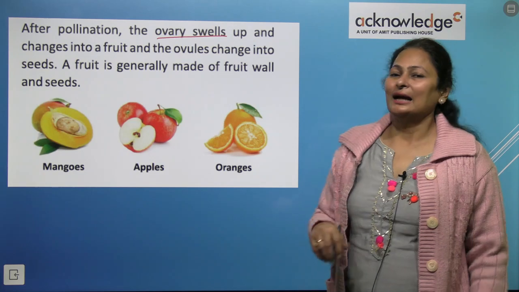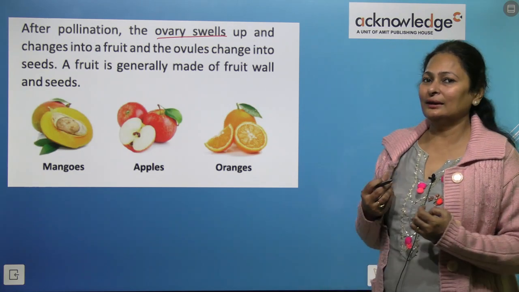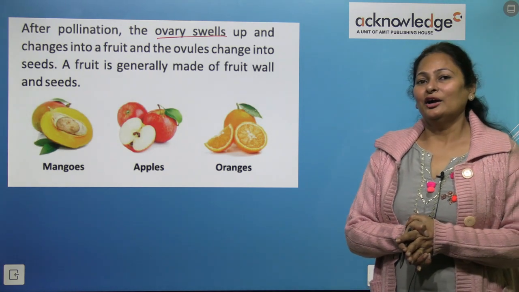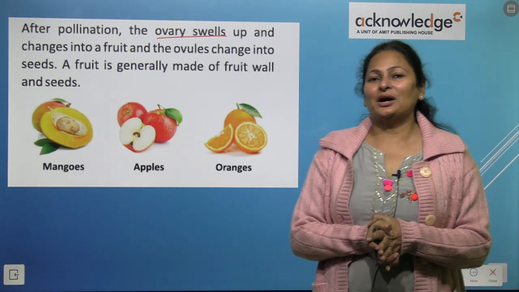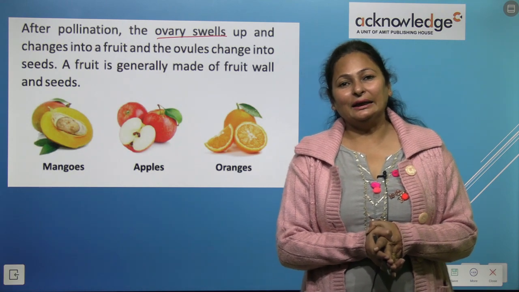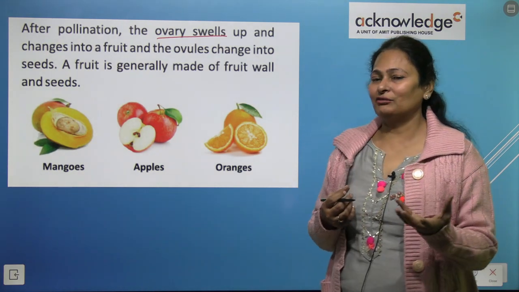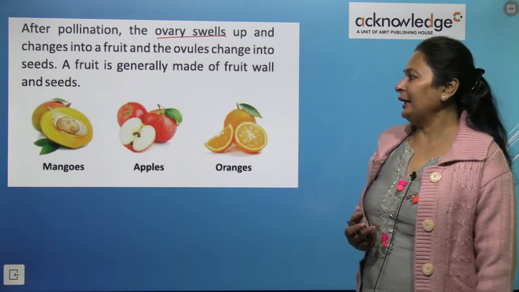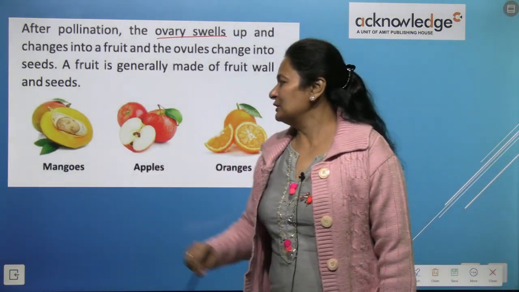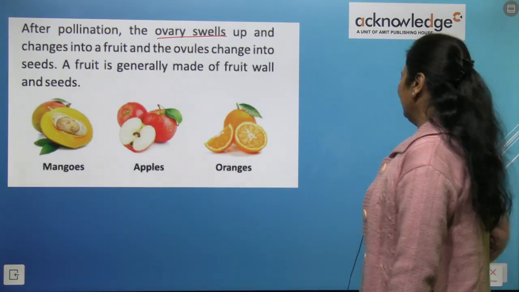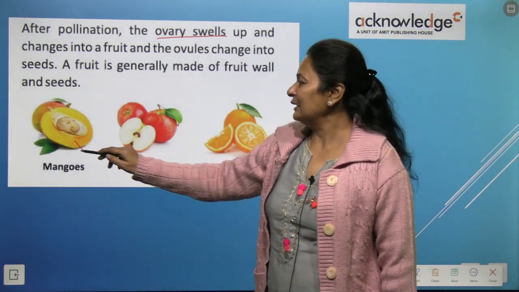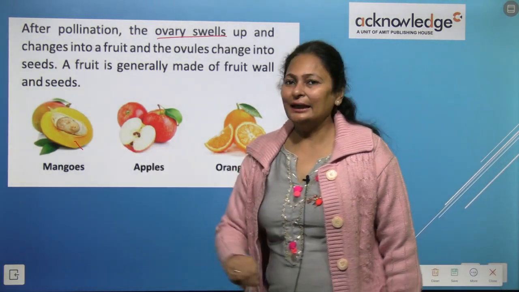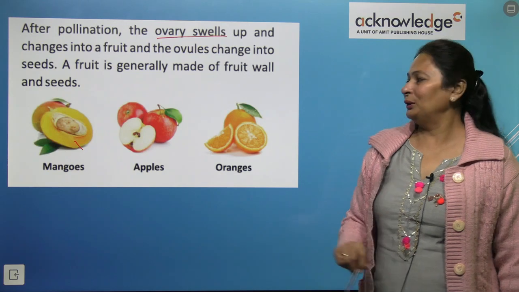We throw the seeds and we eat the swollen part which is called ovary as a fruit. But some seeds are also there that we eat, like pumpkin seeds, sunflower seeds. We are eating the melon seeds also, right? So you can see in this picture mango, apple, orange, right? So this is the ovary, the swollen part is ovary, and this is the seed, means this is the ovule.